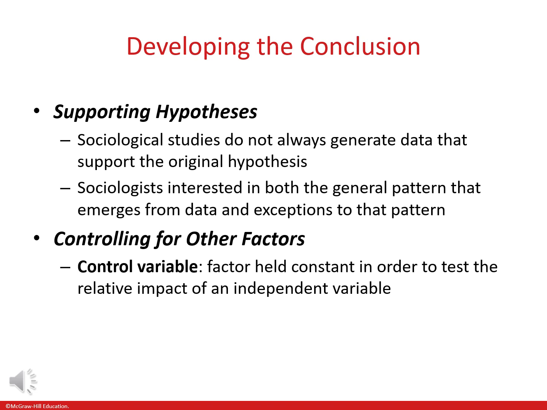Controlling for other factors. You might have a control variable, a variable held consistent in order to test the relative impact of an independent variable. When it comes to medications, you might have a group that receives a medication and a group that does not. The group that does not would be the control group, and the group that does receive the medication would be the one you're experimenting with, the experimental group. And you would compare whatever happened to those that received the medication to those that did not.